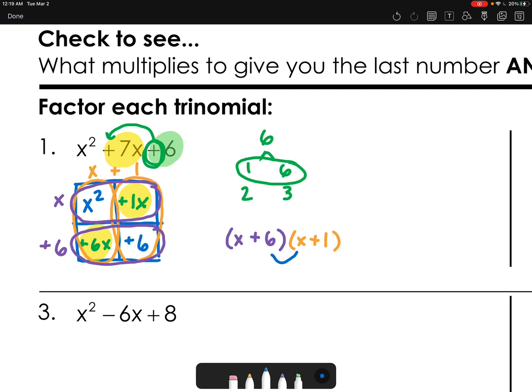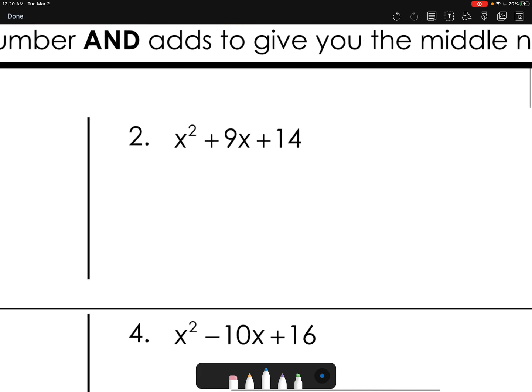Okay? A quick check that you can do for yourself to make sure that you got the right numbers is to multiply. I call this the double smile. And so you have your 6x here, your 1x here, those add to give you 7x, which is what you were looking for in the middle. Okay, let's try number 2.